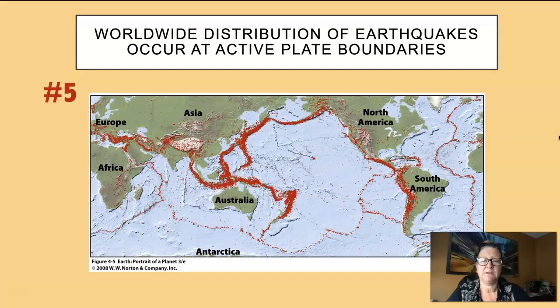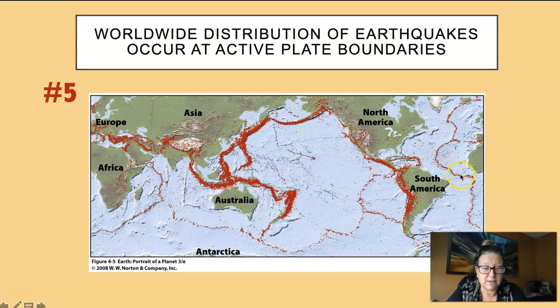In our last video, we had counted through 4 things that were modern pieces of evidence for plate tectonics, and now we're going to count through 5, 6, 7, 8. So number 5 is the distribution of earthquakes on the globe. If you look at this picture, you'll see all these little red dots represent earthquakes, probably of a magnitude 6 or higher, over maybe a 10-year time period.